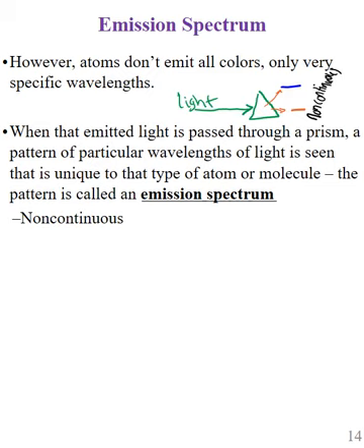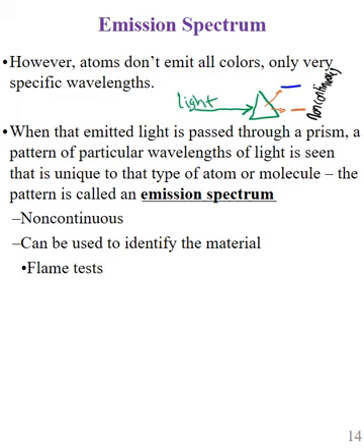When we pass white light through a prism, we saw the entire spectrum of the rainbow, right? When we pass light that is from, let's say, only helium, we can only see specific wavelengths. And this can be used to identify the material. We are going to use flame tests, or I should say people use flame tests, to see what kind of compound an atom is based off of the colors that are seen.